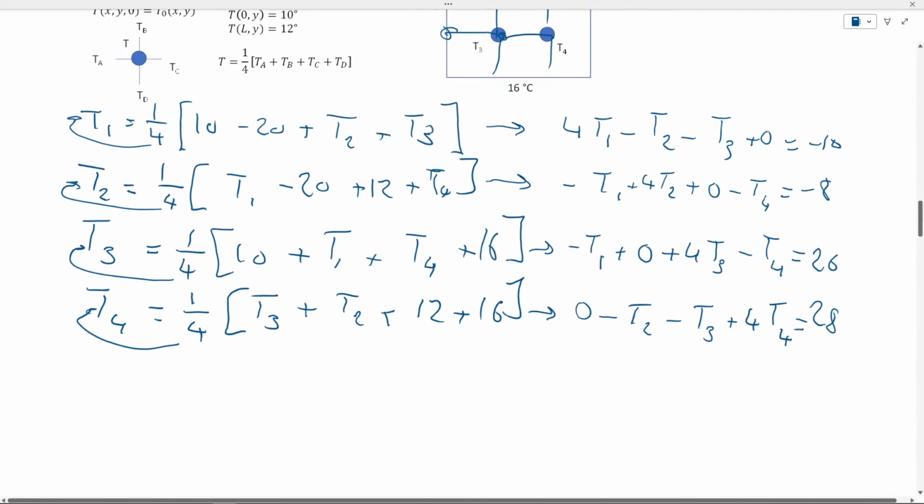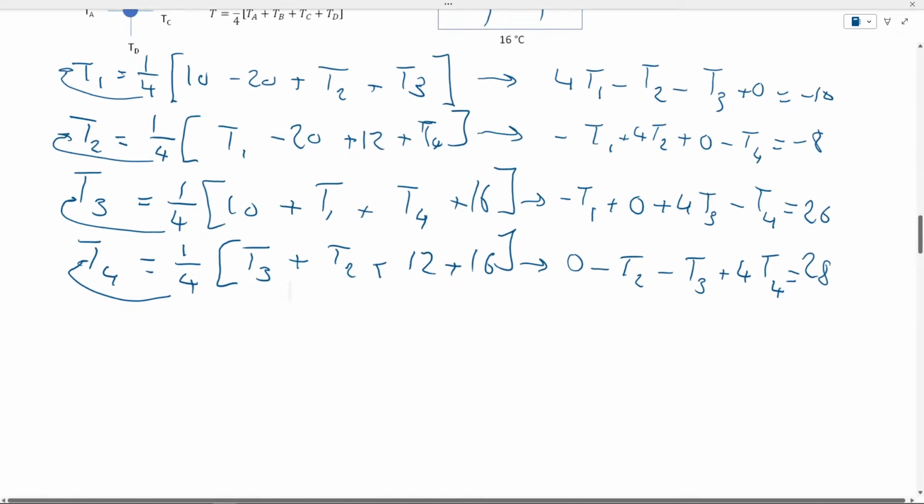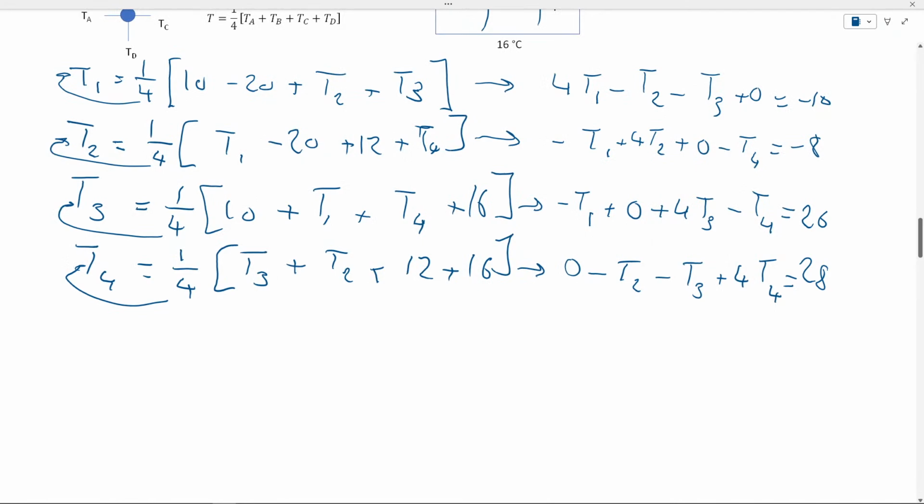Okay, so now does this look familiar? Yes. Remember, AT is equal to B. These are my coefficients here, here, here. So let's write this matrix. The first row has 4 in T1, negative 1 in T2, negative 1 in T3, and in T4 I have 0. Let's write the second one here.